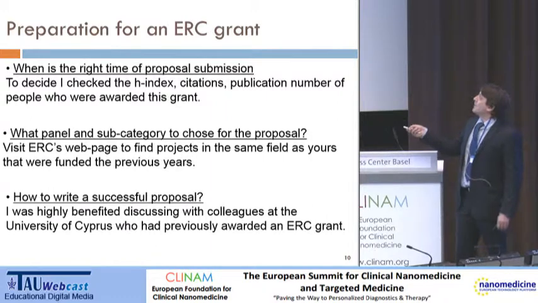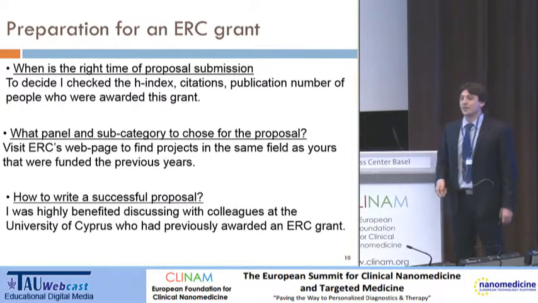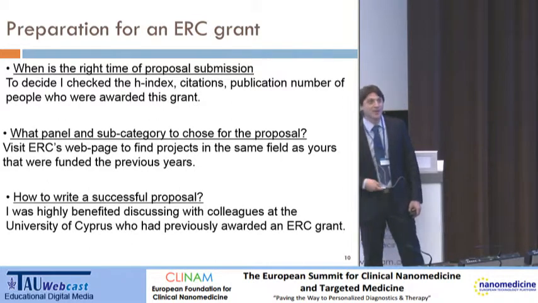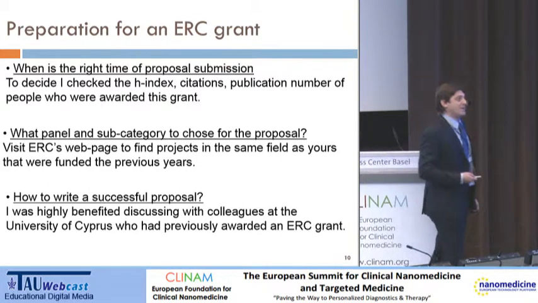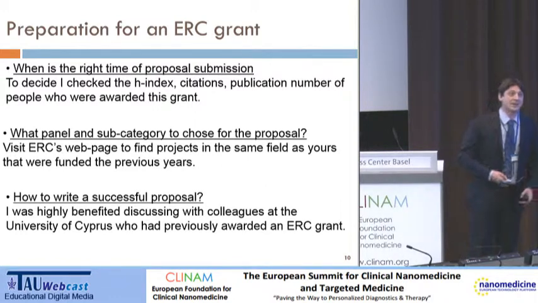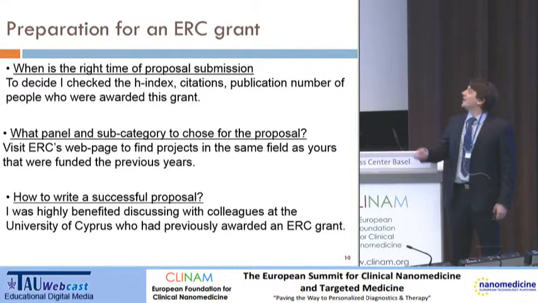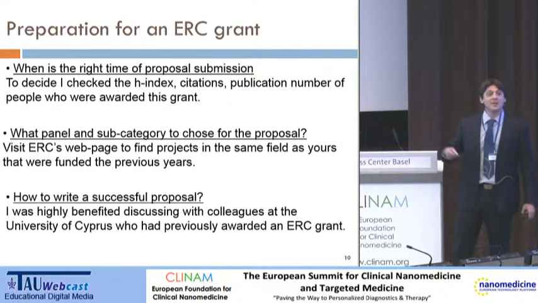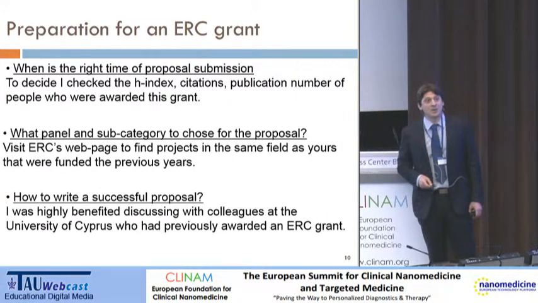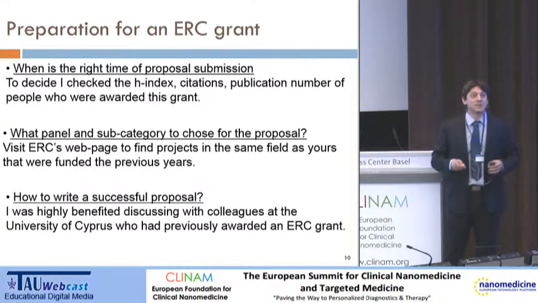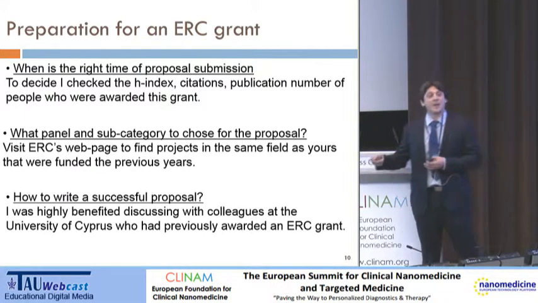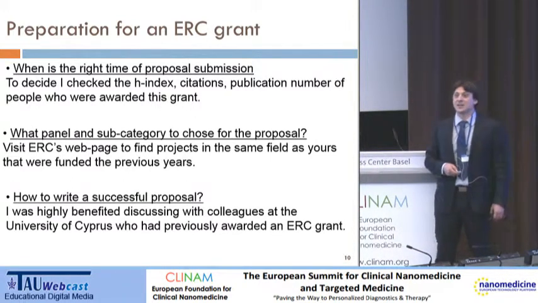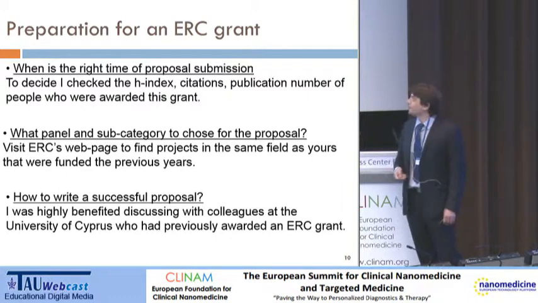The second question is what panel and subcategory to choose for the proposal. Many people might think that my proposal went to the life science panel, which is wrong. I initially was planning to apply to the life sciences, but in my proposal I have mechanics and mathematical modeling. So what I did was to visit the ERC's webpage, and I found projects that were funded in previous years. And using some keywords, I identified projects of the same area as mine, in the area of biomechanics and drug delivery. So I decided to apply to the physical science and engineering panel.